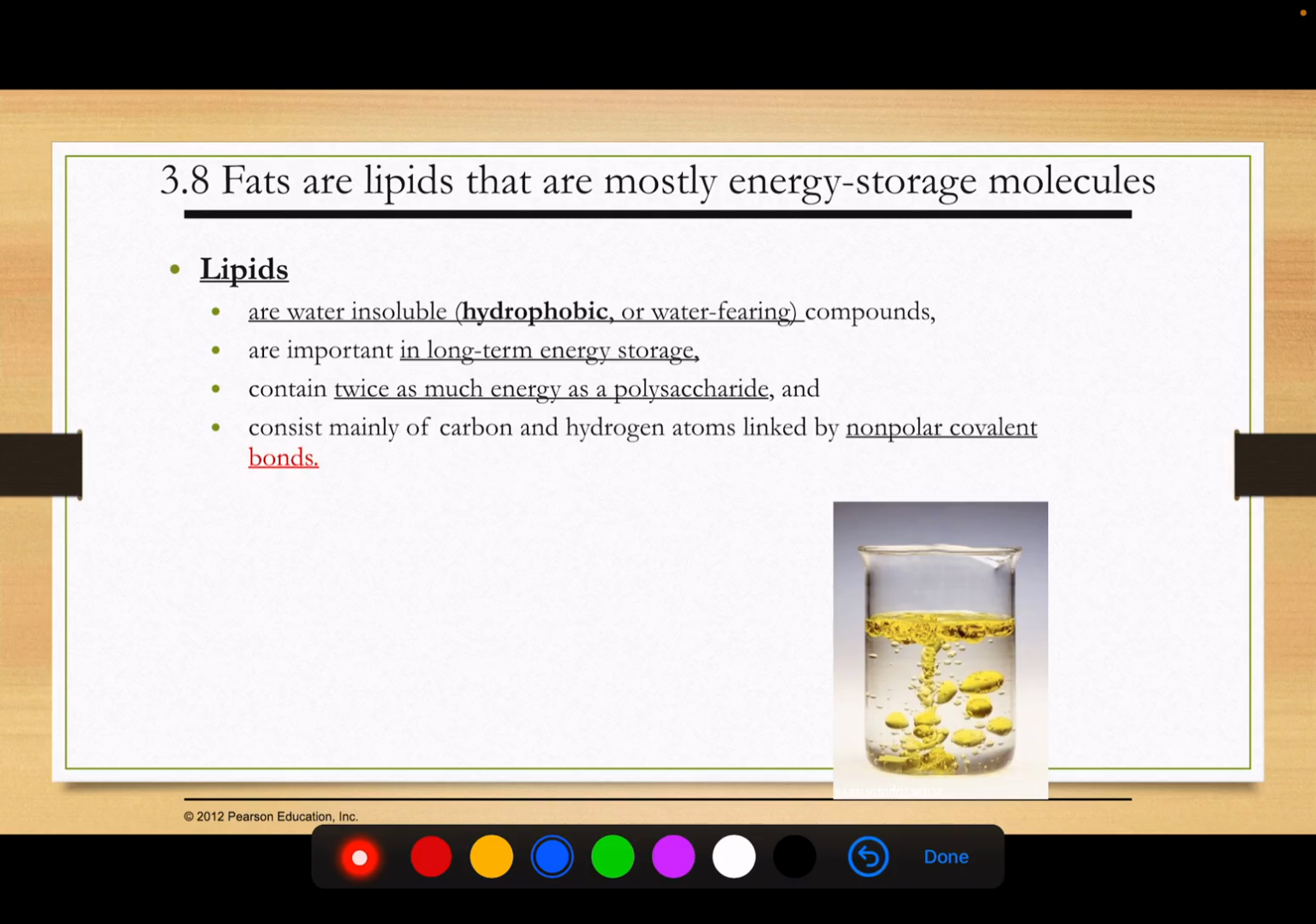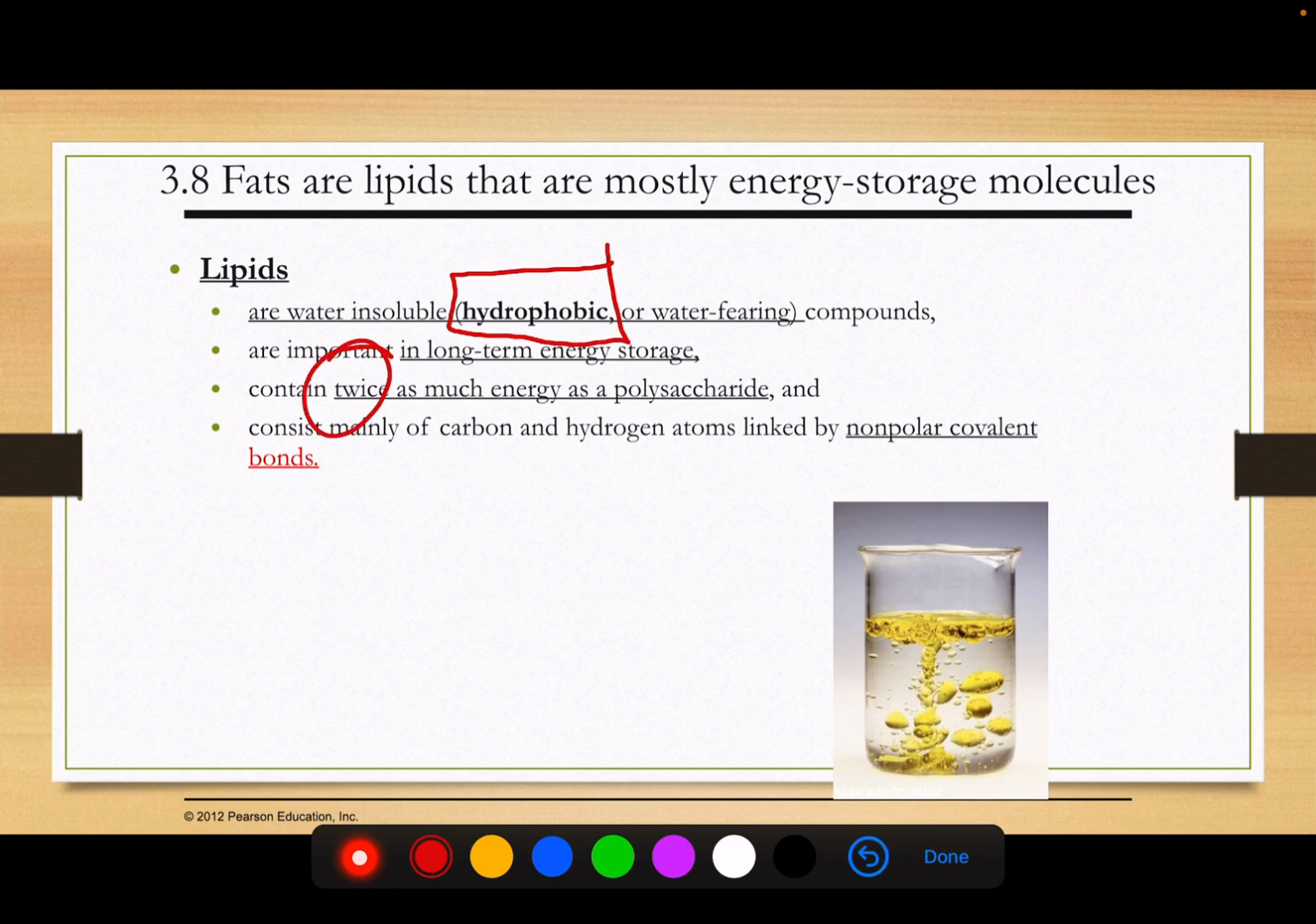So lipids are insoluble, which means they do not dissolve in water. Water insoluble. They are hydrophobic. That is one of our vocab words, hydrophobic, or water-fearing. They are long-term energy storage, where glycogen is short-term energy storage. Lipids are long-term energy storage.